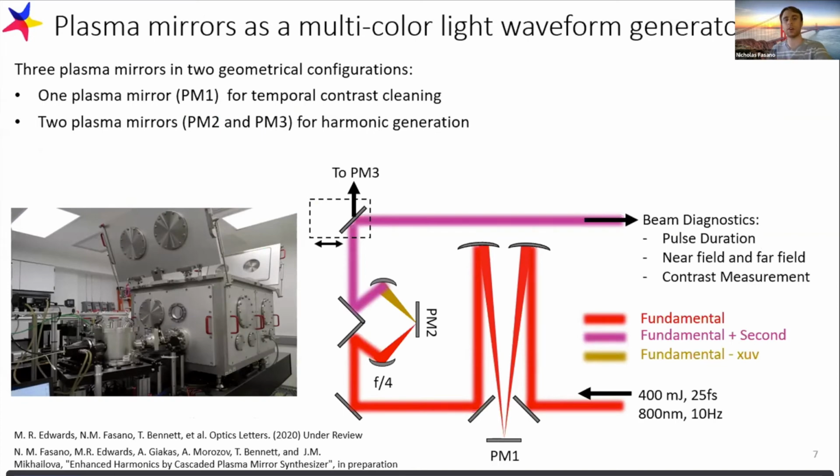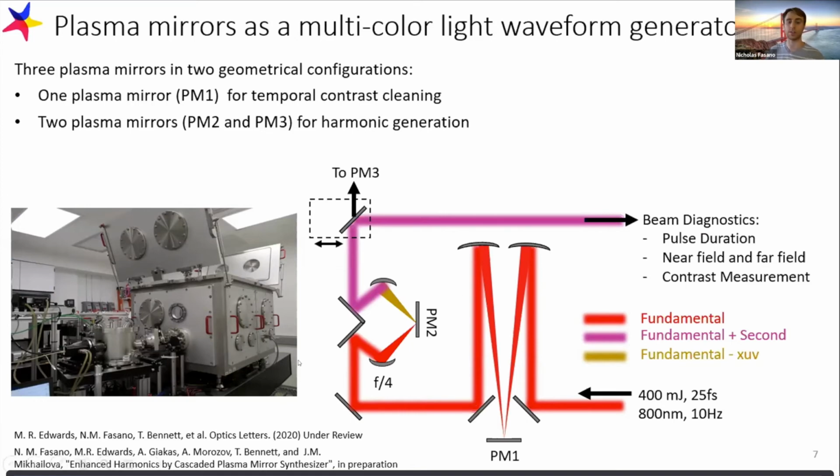So maybe you have an idea of where I'm going with this. I mentioned that we can use plasma mirrors to generate harmonics. And so what we'd like to do is use plasma mirrors as the waveform generator themselves. So the idea is to have a cascaded plasma mirror configuration where the first plasma mirror creates a multicolor light waveform, which then subsequently interacts with a second plasma mirror to generate enhanced harmonic efficiencies.